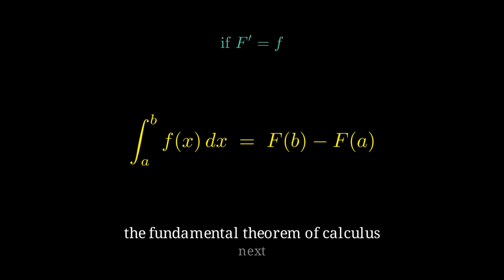Suppose we can find a function whose rate of change is exactly our curve. Call it the accumulator, the running total from the last scene. Its slope at every point is the height of our curve. If such a function exists, then the whole area might collapse into something almost embarrassingly simple, just the accumulator's value at the end minus its value at the start. A difference of two numbers instead of an infinite sum. That suspicion has a name, the fundamental theorem of calculus, and it is next.